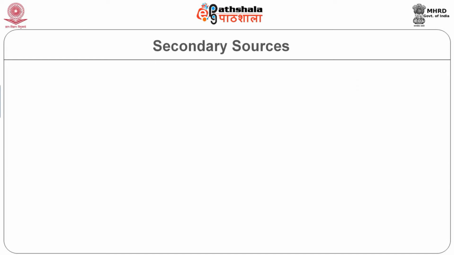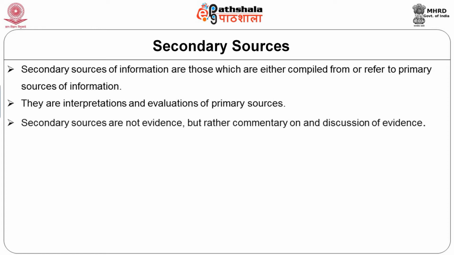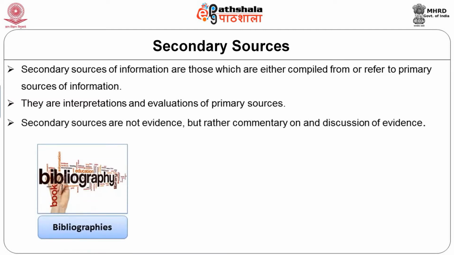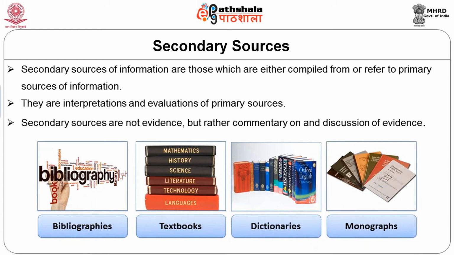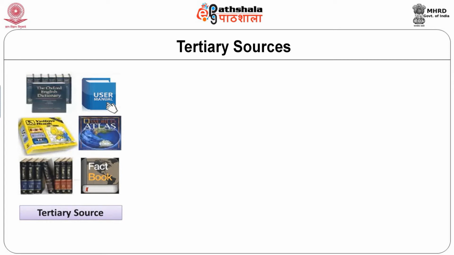Secondary sources. Secondary sources of information are those which are either compiled from or refer to primary sources of information. They are interpretations and evaluations of primary sources. Secondary sources are not evidence, but they are a commentary on and discussions of evidence. Some examples of secondary sources are bibliographies and bibliographical works, dictionaries, encyclopedias, though some encyclopedias can also be tertiary, then textbooks, monographs and such.